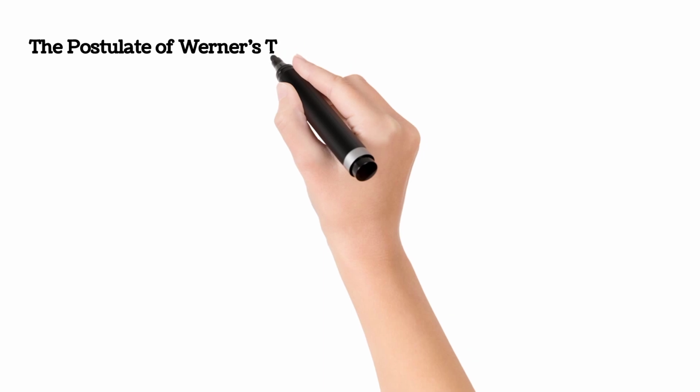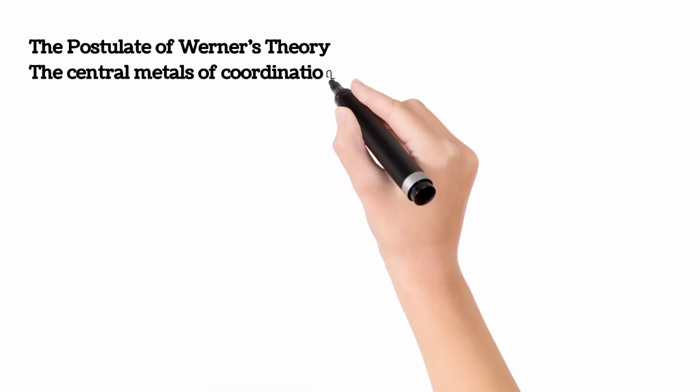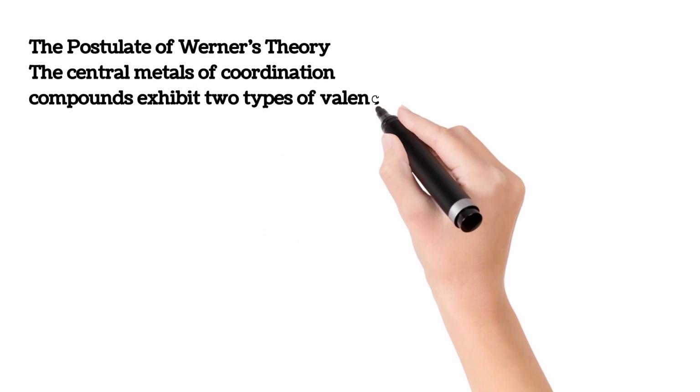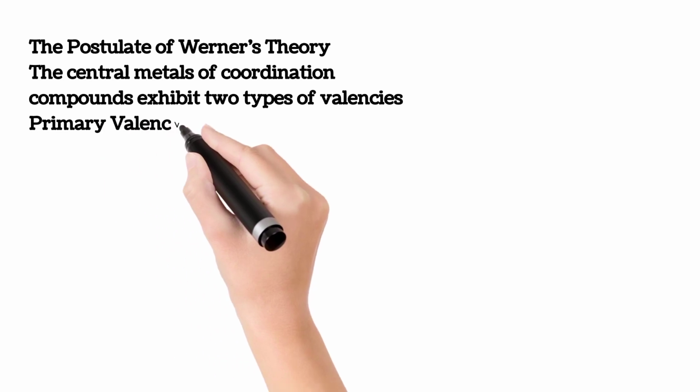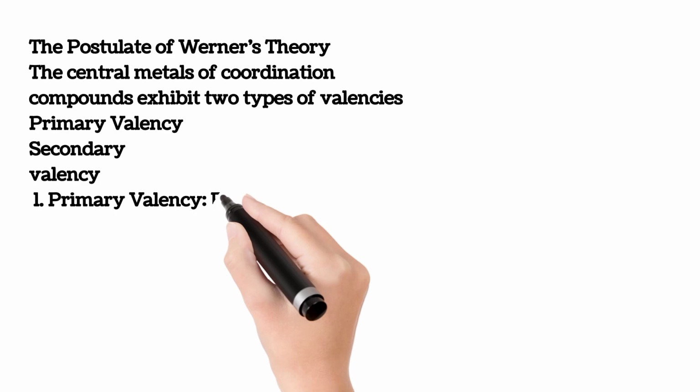The central metals of coordination compounds exhibit two types of valencies: primary valency and secondary valency. 1. Primary valency. Primary valencies are those which a metal exhibits in the formation of simple salts, e.g. CoCl3, NaCl, CuSO4 etc.